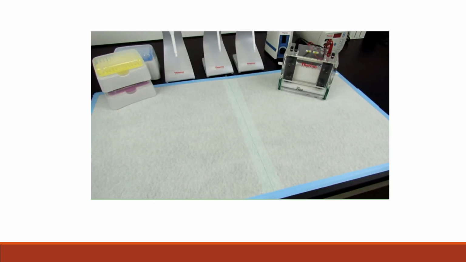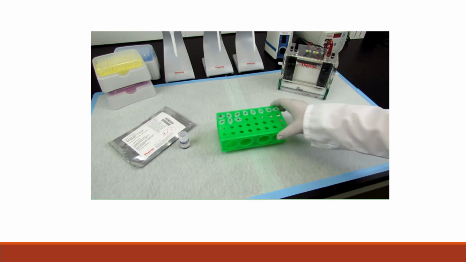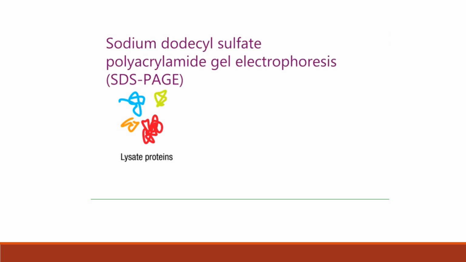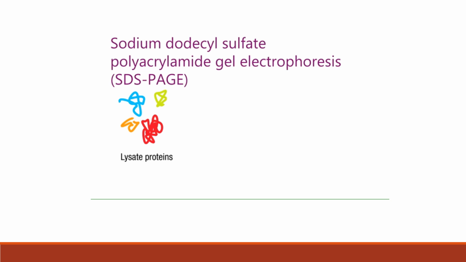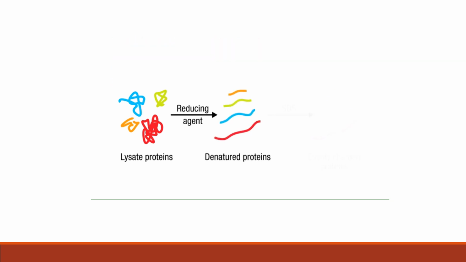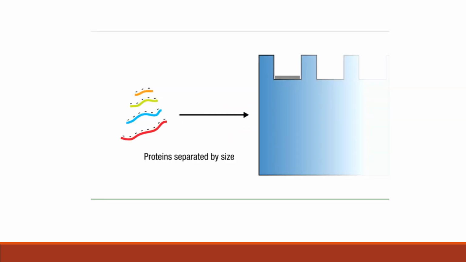The first step in many protein analytical methods, including Western blot analysis, is to separate the proteins in a sample by gel electrophoresis. The most widely used protein electrophoretic technique is sodium dodecyl sulfate polyacrylamide gel electrophoresis, or SDS-PAGE, in which proteins are denatured and evenly charged by the ionic detergent SDS, so that the proteins migrate through the gel based only on size.